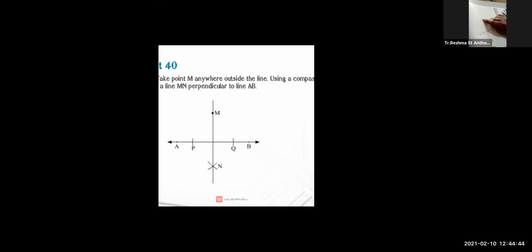Write the name, that is M. Outside is M. So outside the line AB is M. Name that M. So here AB is perpendicular to line MN.